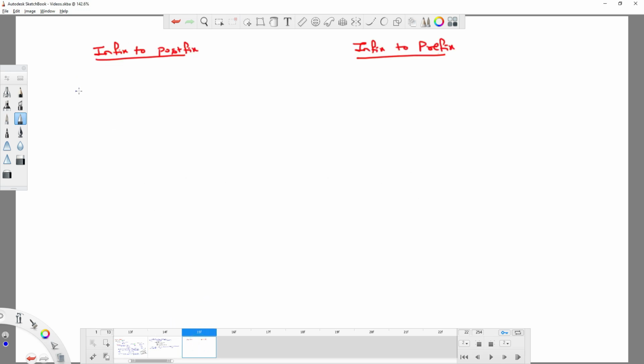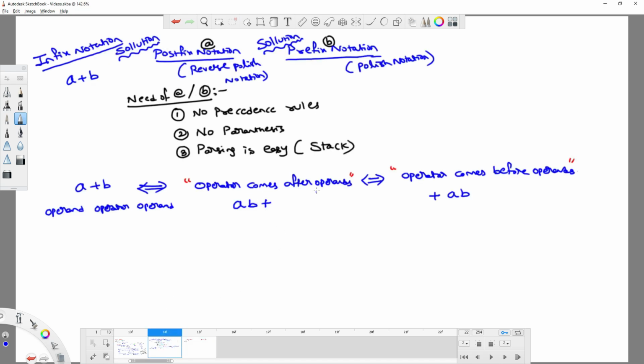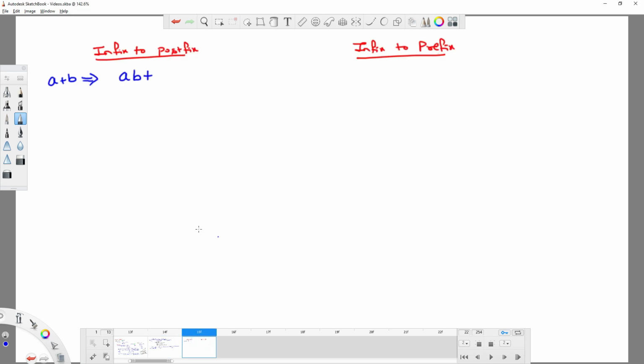I mean, if I have an infix notation, a plus b, how will it be converted to postfix? It's simple. The operands come first, a, b, then the operator comes at the end. That's what I am saying: the operator comes after the operands.